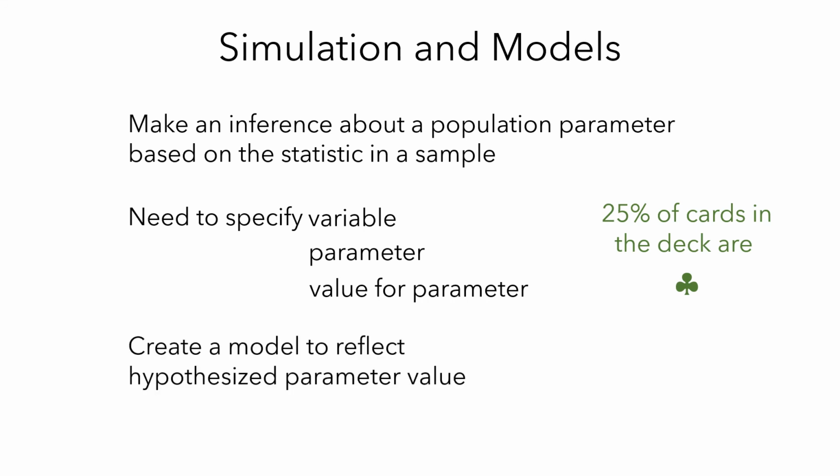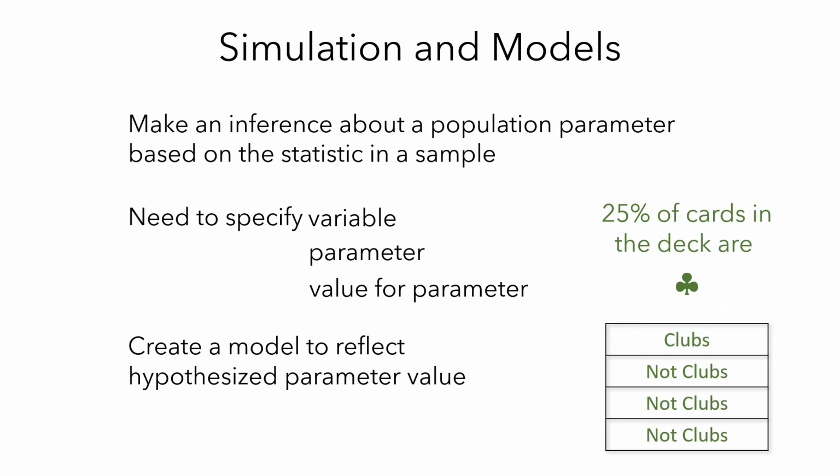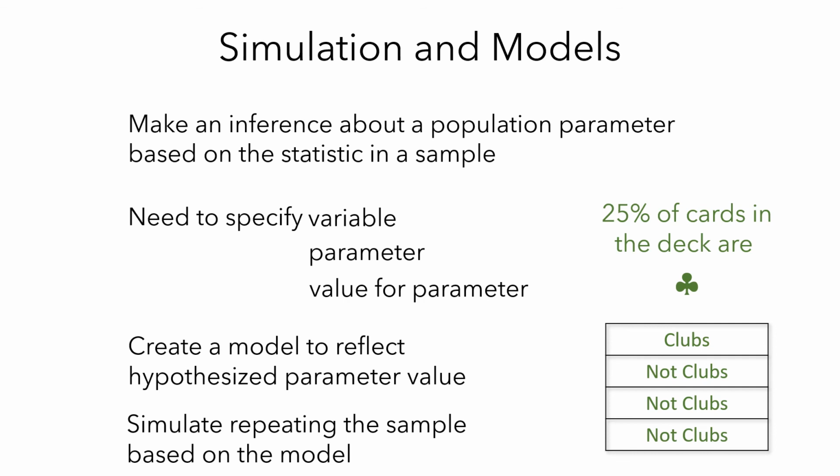Then we created a model to reflect this hypothesized parameter value. In our case, a list, where 25% of the list items were clubs. And then we used a computer to simulate repeating the sample of sets of 7 cards based on this model. And this overall method will be central to the way we make statistical inferences.